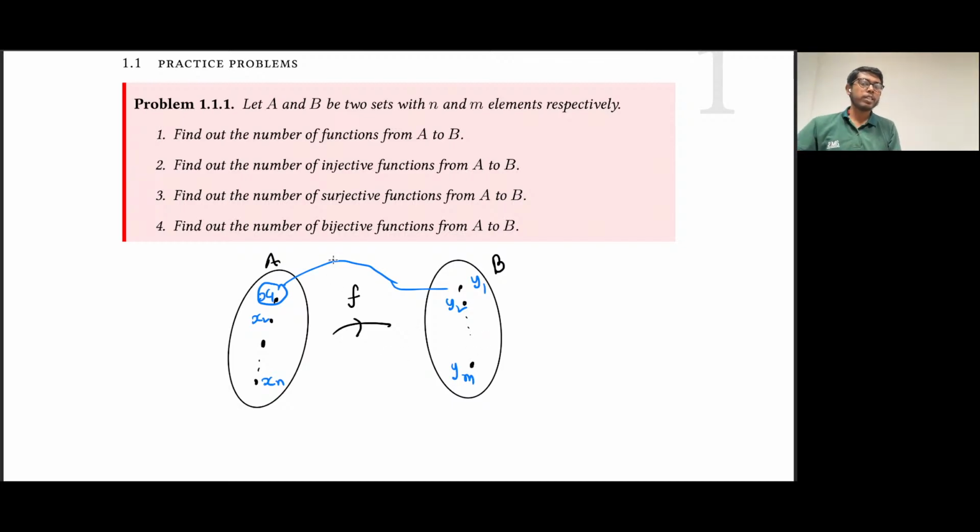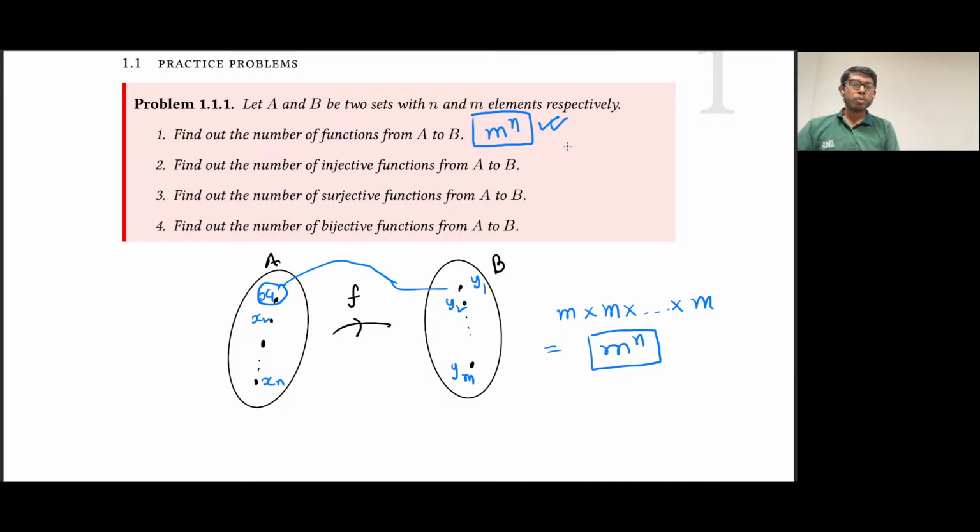So for each xi, we have m choices. And how many xi's are there? n. So the total number of functions will be m times m, n times, which equals m to the power n. This is a standard formula: the number of functions from one set to another set is of this form, m to the power n. Let's see how many of them are injective.